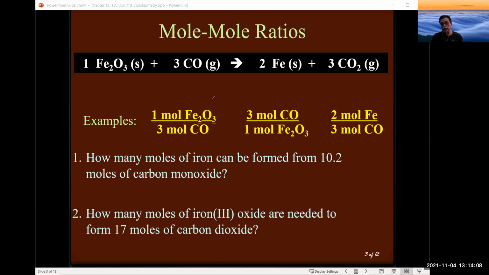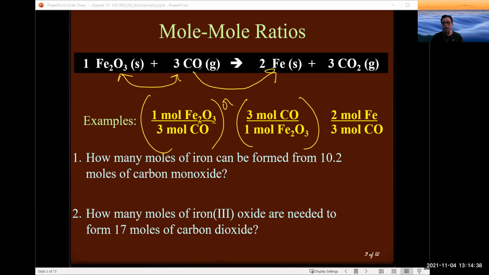Now we go and look at the ratios, and I'm just going to look at the relationship between the 2 reactants. And so it is 1 mole of iron(III) oxide over 3 moles of carbon monoxide. Or I can invert it. You give me the carbon monoxide on top, iron(III) oxide on the bottom. The other relationship is between the iron and the carbon monoxide. Okay, so between the iron and the carbon monoxide, it's a 3-to-2 ratio. So that's what this ratio is. And I can invert it.